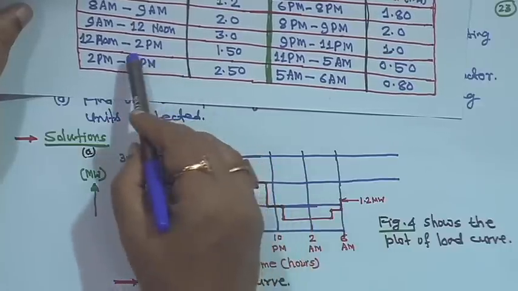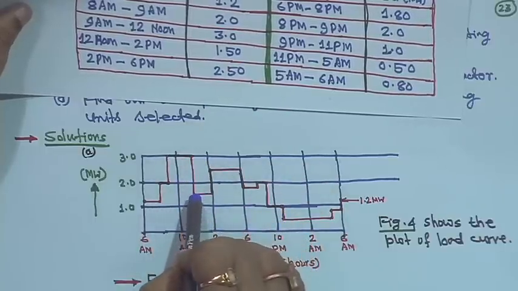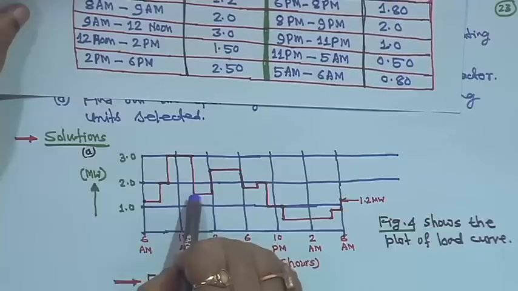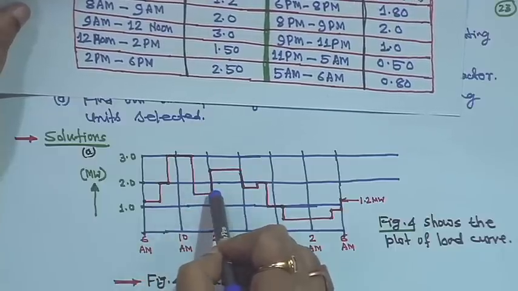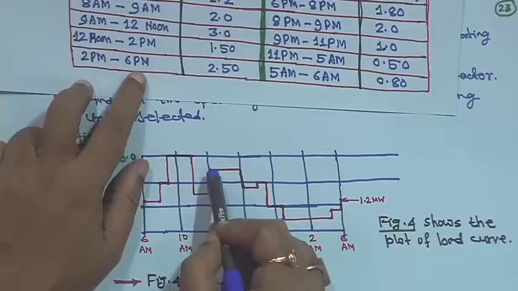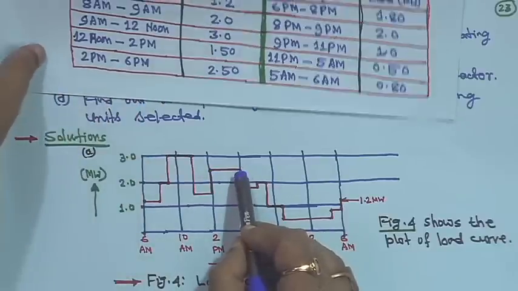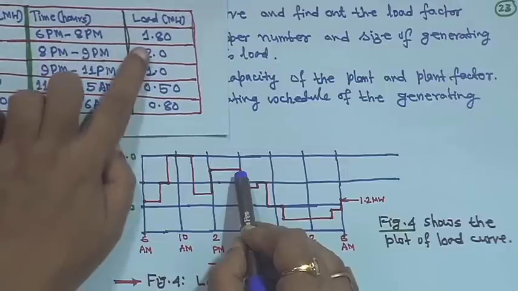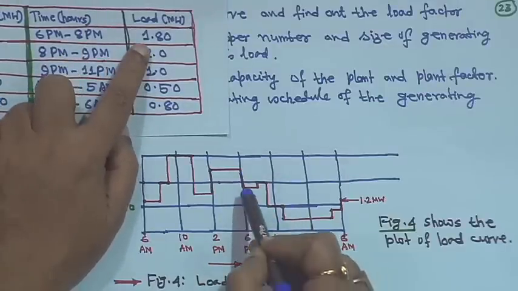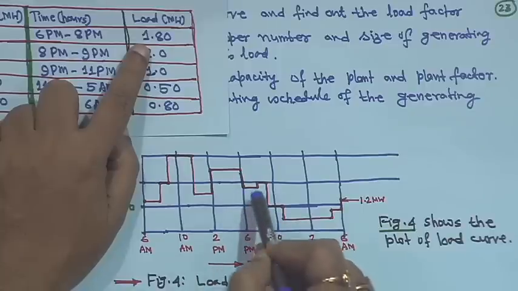Then 12 noon to 2 pm, at 12 noon it is going down to 1.5, somewhere here, and it is up to 2 pm here. Again 2 pm to 6 pm, 2.5. So at 2 pm it goes to 2.5, up to 6 pm, this 2.5 megawatt. Then 6 pm to 8 pm, 1.8, so after 6 it is coming down to 1.8 up to 8 pm, somewhere here.